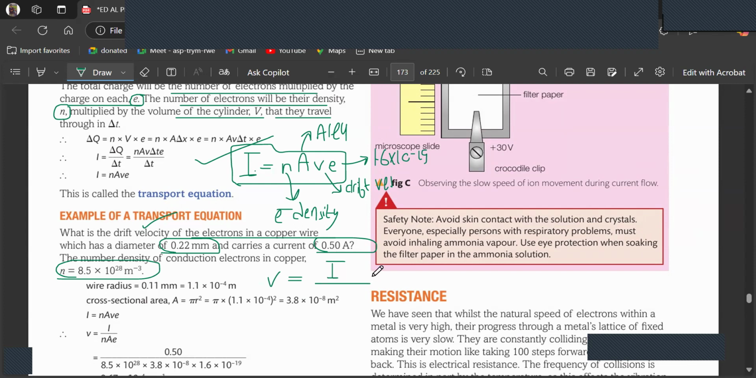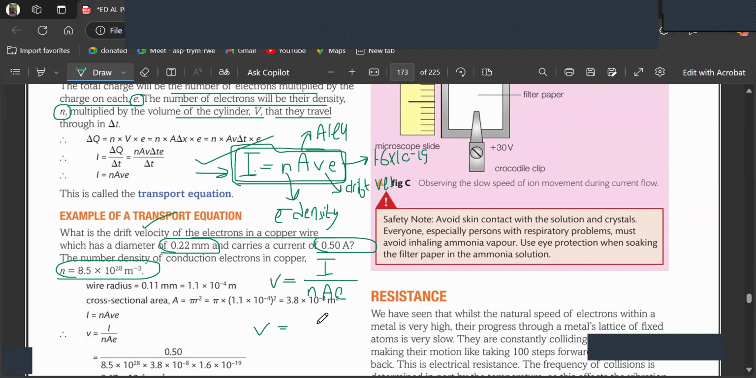Tell me quick. What is the equation above? Read this equation that I have written over here. I is equal to nAve. Then v would be equal to what? Rearrange the equation. Drift velocity is equal to I over nAe. Yes, good. So I over nAe.